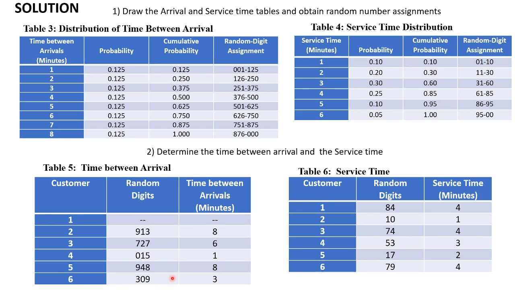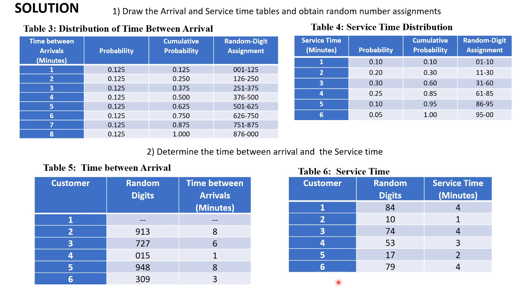The next one, 309. 309, we can locate it somewhere here. So the time between arrival is 3. So put a 3 down here. After that, we also draw the service time table and assign the random digits. Then we are able to determine the service time in minutes.